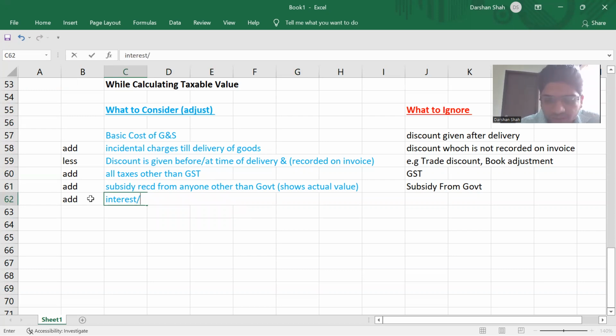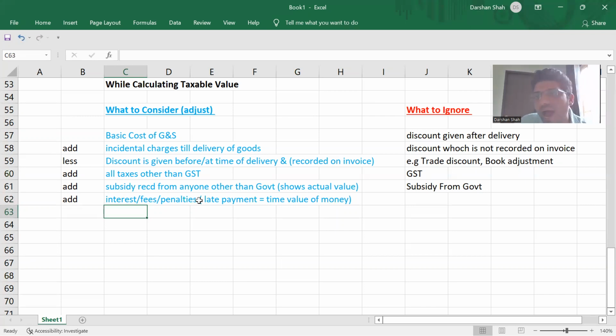So interest, fees and penalties, they are generally charged for late payment. So they are adjusted for time value of money. That's why we have to adjust them in the value. We'll have to add them in the value.